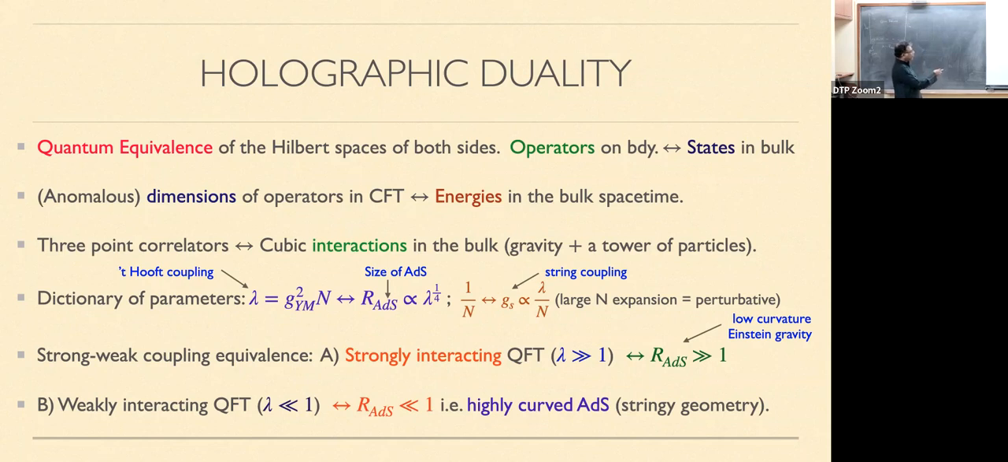So you can see this G string is proportional to 1/n, and the radius is just proportional to the power of the lambda. The upshot of this is the statement I made earlier: when the coupling is very large, that corresponds to a very weakly curved AdS. So the radius is very large, which is the same as the curvature being pretty small. Whereas in the opposite limit, when the coupling is very small and you have a weakly interacting quantum field theory, that corresponds to a highly curved AdS, because the radius is small in the natural string units.